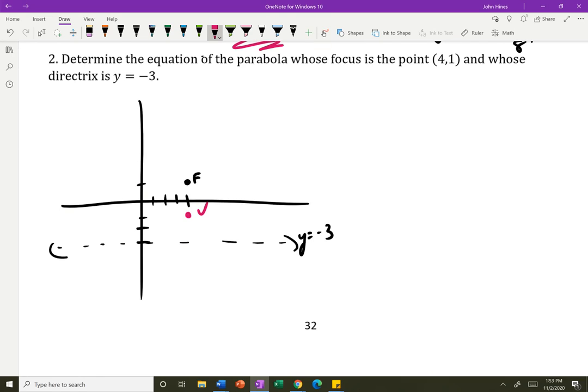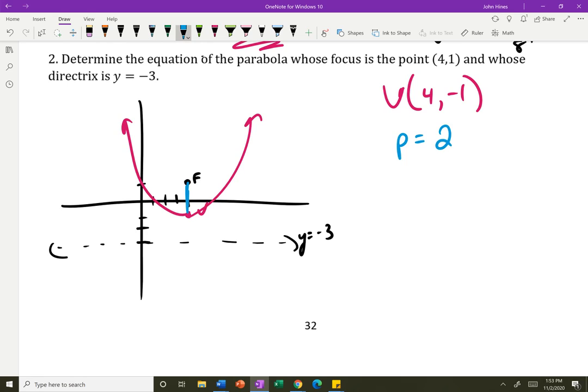I'm going to label that with a V. That's my vertex. All I did was change the y value there. What's in between negative 3 and 1? (4, negative 1). And I know it's concave up because it can't touch the directrix. What's my p value? 1, 2. I went up 2 boxes there. And that's it. I'm done.